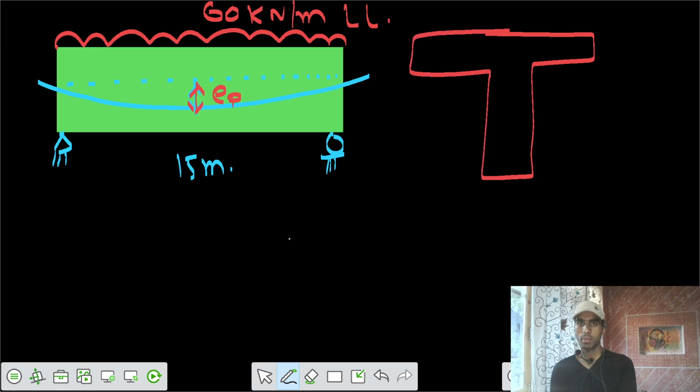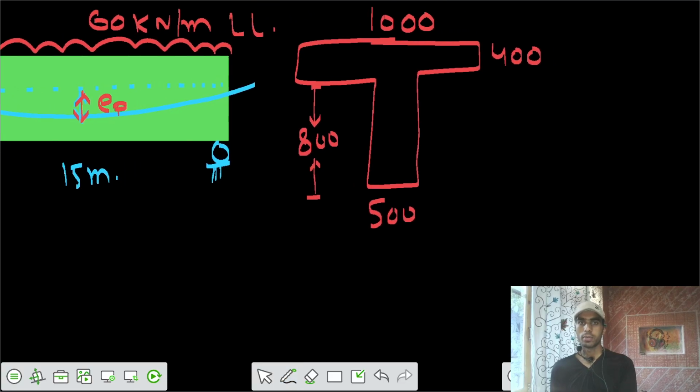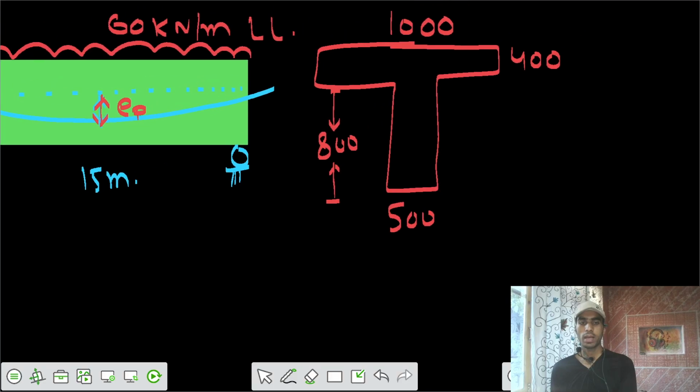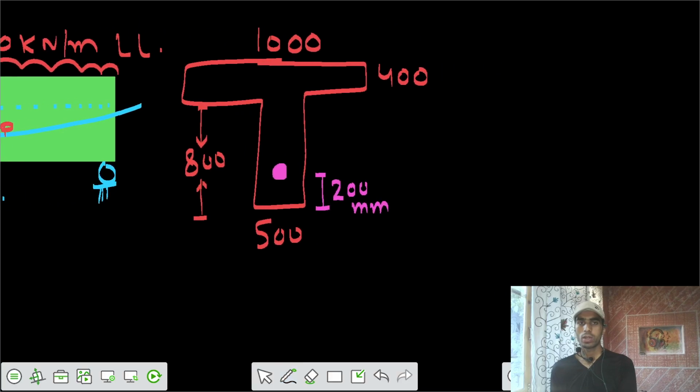T section pre-stress beam, and top width is 1000, and this one is 400. This part is 500, and this is 800. Okay, and it's given that at the midspan, your cable is placed from the soffit at a location of 200 millimeters. So this part is 200 millimeters. Your cable is placed here at 200 millimeters from the bottom. So I have to say what is the value of EP.